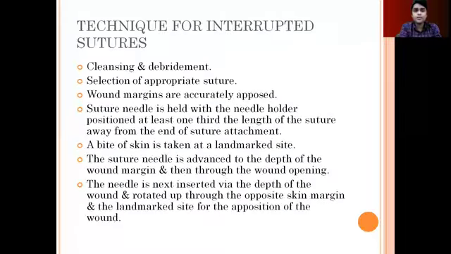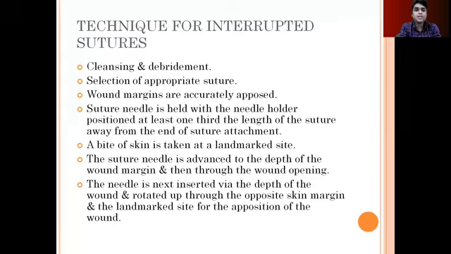The technique for interrupted sutures. First, there is cleansing and debridement. It is the most important step initially. Then we select the appropriate suture. The wound margins are accurately apposed. The suture needle is held with the needle holder positioned at least 1/3 the length of the suture away from the end of the suture attachment, as described in the principles of suturing.